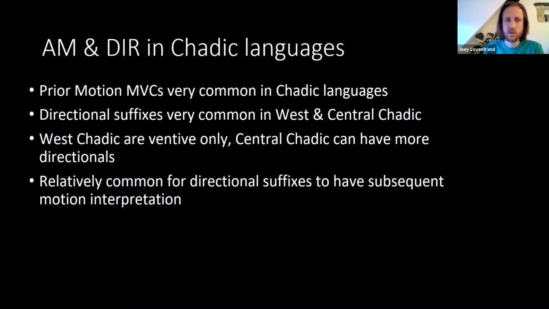So just to say a few words in conclusion, first summarizing some of the basic trends. Prior motion multi-verb constructions are very common in all Chadic languages across the three major subgroups. Directional suffixes are very common, particularly in West and Central Chadic. In West Chadic languages, these directionals are ventive only, while in Central Chadic, there are certain languages that seem to have more meanings beyond just a basic ventive and itive distinction. It's also relatively common for directional suffixes to have a subsequent motion interpretation, although this is normally only true of ventive directionals.